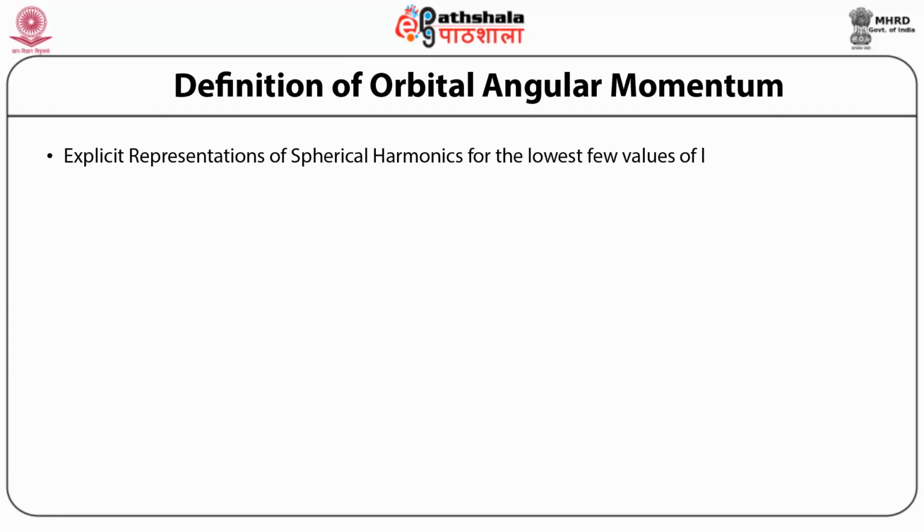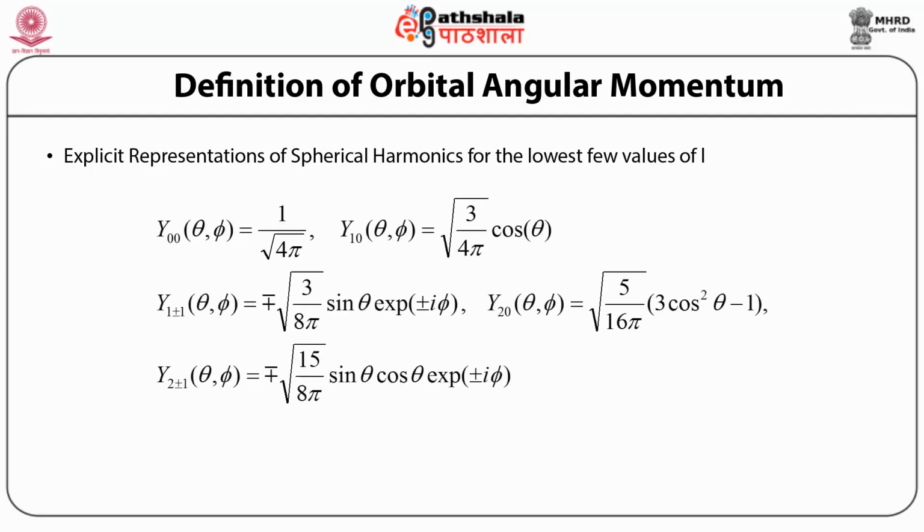Spherical harmonic Y00 of theta phi is equal to 1 by square root of 4 pi. Y10 of theta phi is equal to square root of 3 by 4 pi cos theta. Y1 plus minus 1 of theta phi is equal to minus plus square root of 3 by 8 pi sin theta into exponential of plus minus i phi.